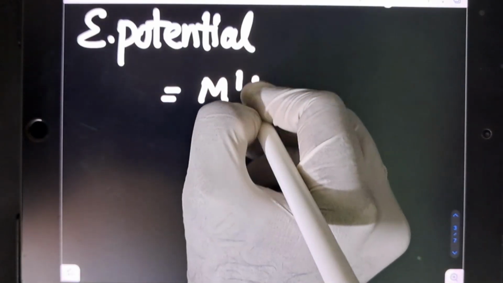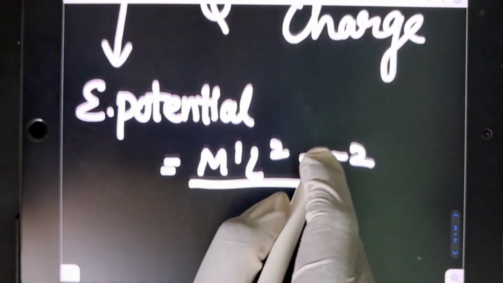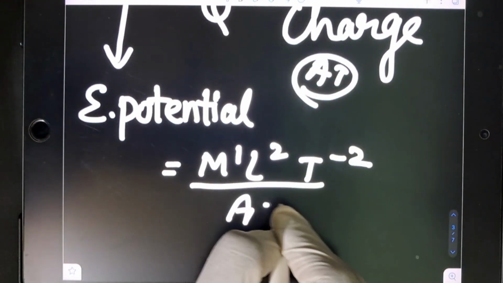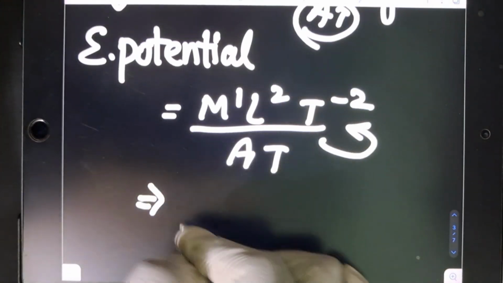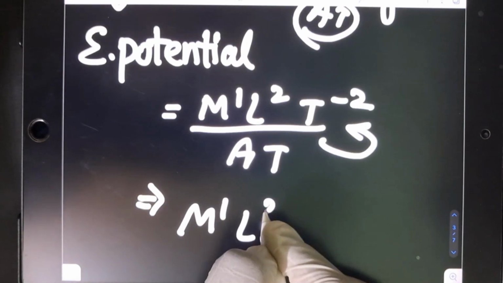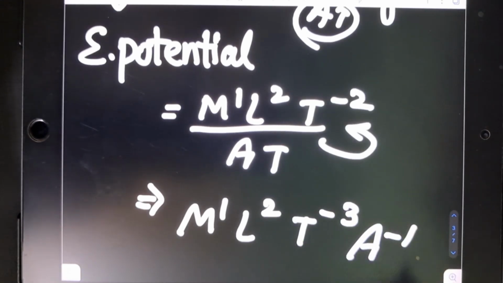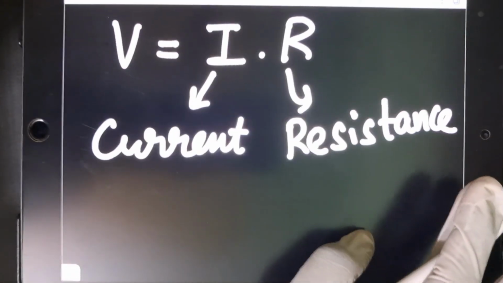Work is M power 1, L power 2, T power minus 2, by charge. Charge is A into T. So here current A by T. On reciprocal, M power 1, L power 2, T power minus 3 and A power minus 1 is the electric potential dimensional formula.